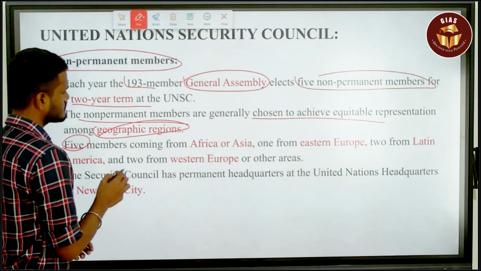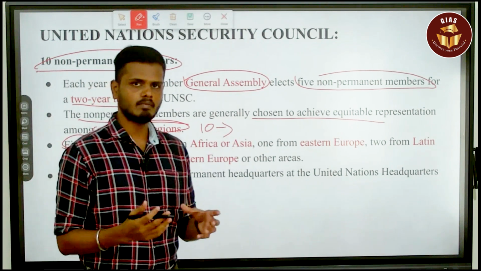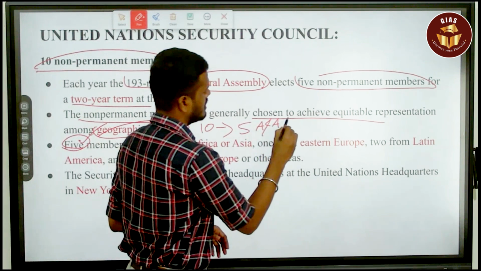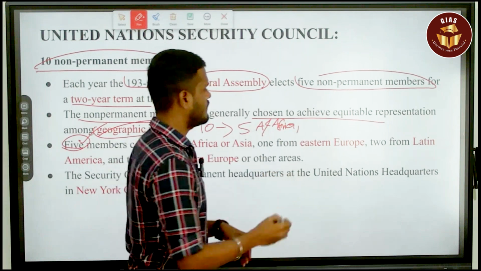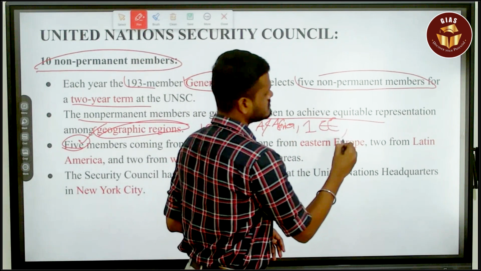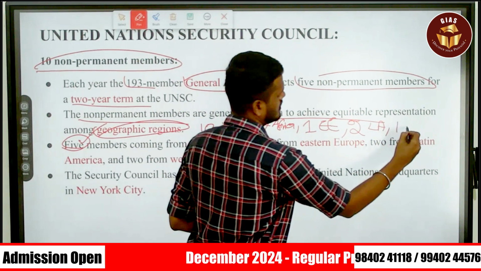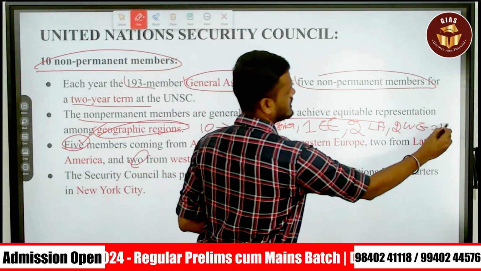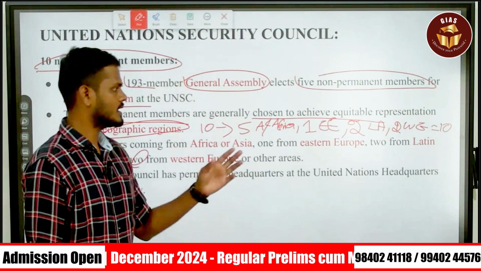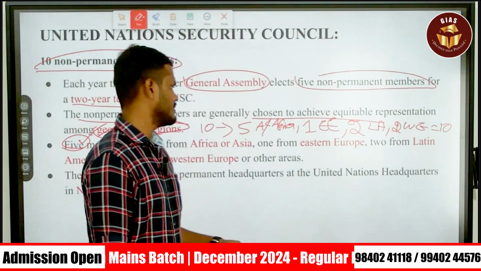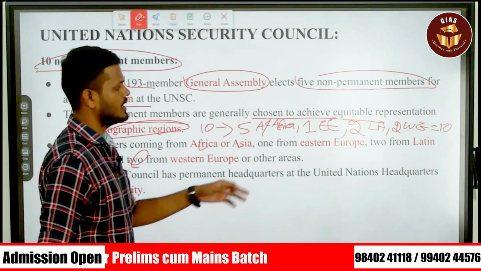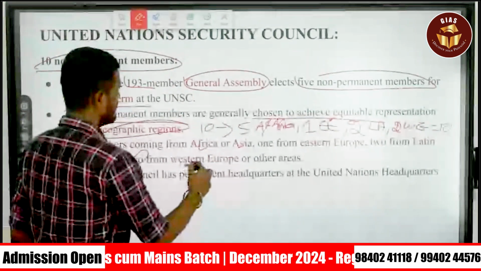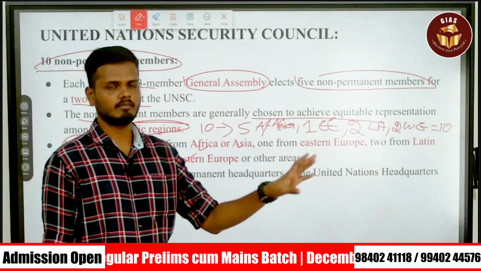So there are 10 non-permanent members in total: 5 members from Asia or Africa, 1 from Eastern Europe, 2 from Latin America, and 2 from Western Europe. So the 10 non-permanent members are selected from these different geographic regions: African countries, Asian countries, Eastern European countries, Latin American countries like Argentina, Peru, Chile and Colombia, and also Western European countries.